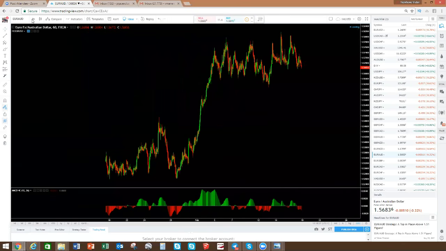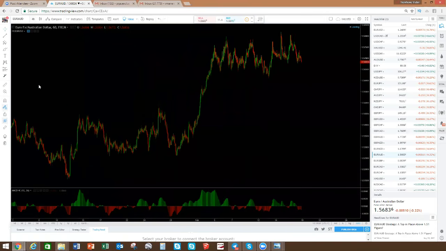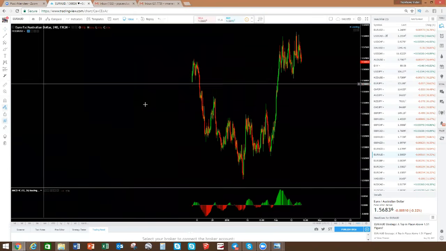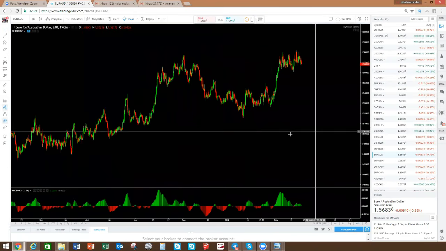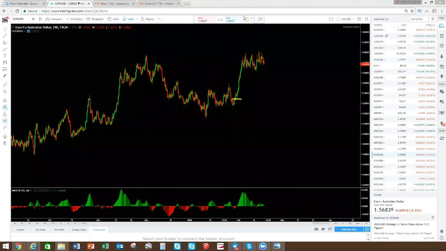Euro Audi, quite an interesting one. If you remember the special video I did on Euro Audi, we bought this pair right here and got all of this move. And look what this is doing now. This has now become a 1, this is a 2, this is a 3. We're busy building a wave 4 here. We still need to get a wave 5.